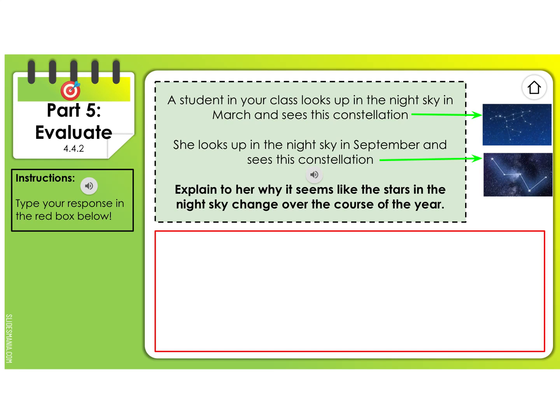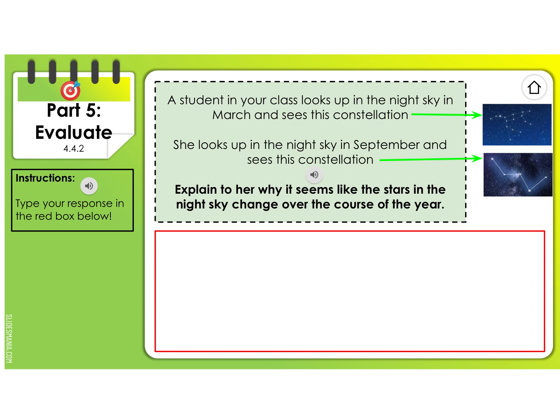This is Science Week 32, Day 3, and this is your assessment, and fairly straightforward today. So the example that they're giving you here is a student in your class looks up in the night sky in March and sees this constellation. So they're showing you a picture of that constellation.